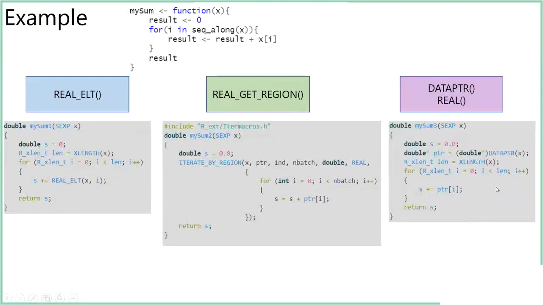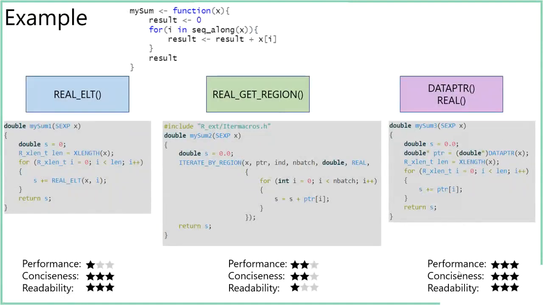So we have 3 different R C APIs. We have 3 different implementations. So which one is the fast one? Here is my personal judgment for these 3 implementations using GitHub stars. For the first one, real element, I think it's the slowest one among all these methods, because real element is a function, and calling a function just for getting one element from x may not be that worthy.